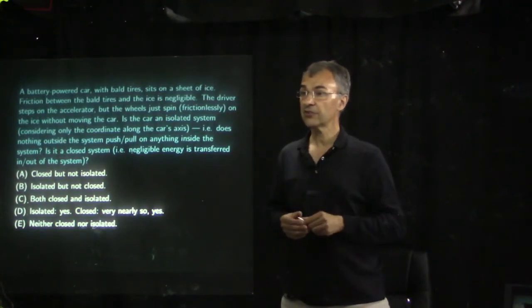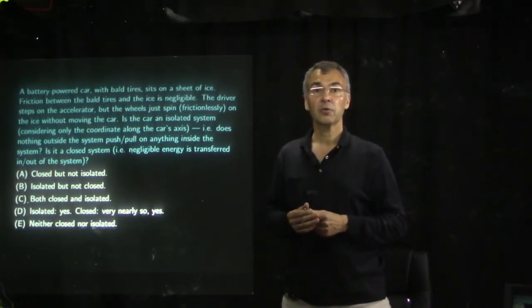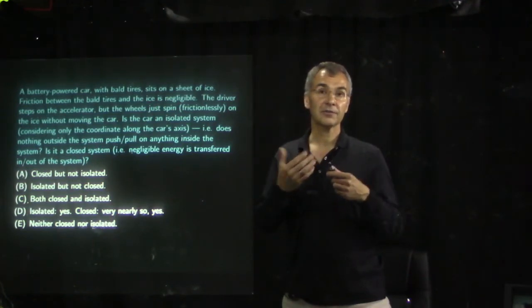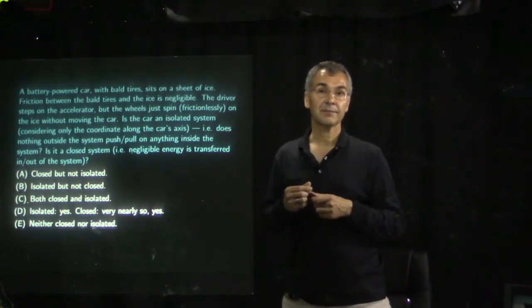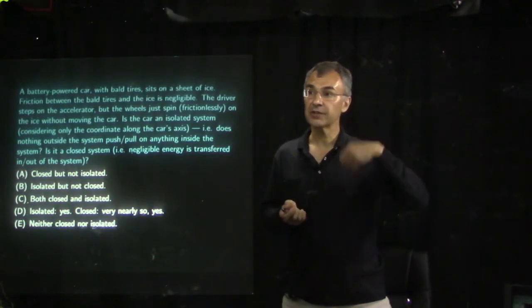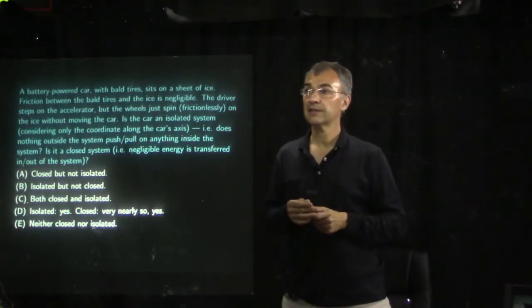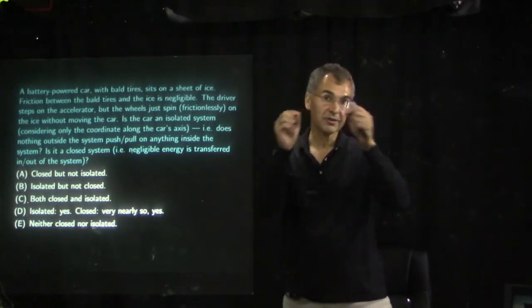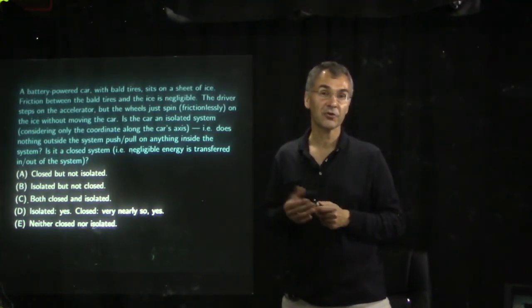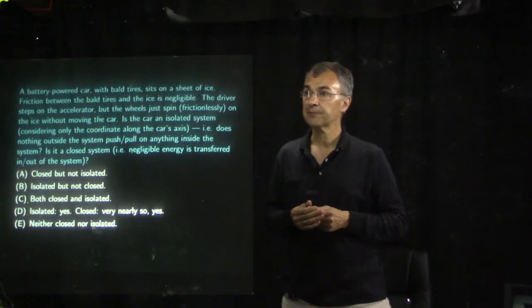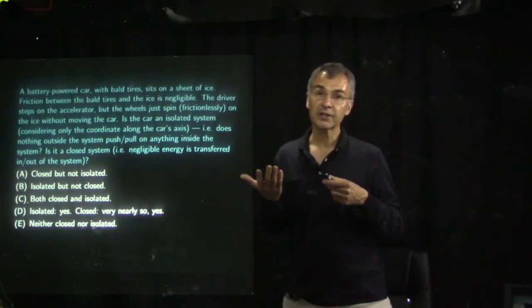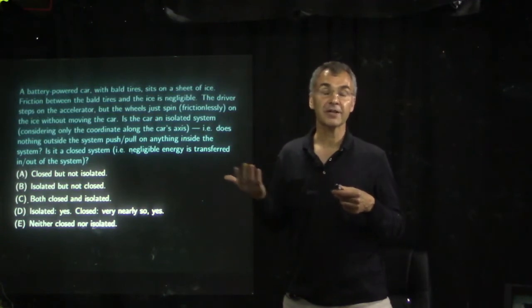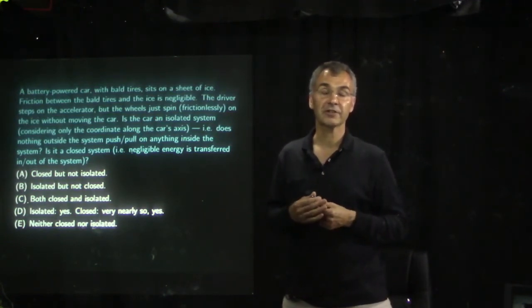Is it a closed system? In other words, is negligible energy transferred in or out of the system? Well, the battery is causing the wheels to spin faster and faster, but that battery is inside the car, so the energy source is inside the car. And if they're spinning frictionlessly, I guess they're not heating up the ice, so maybe there's no thermal energy leaving the car.